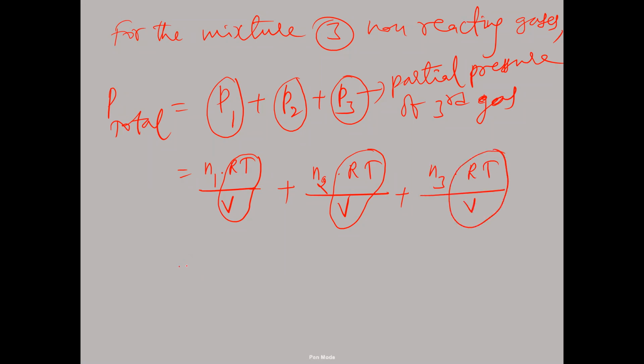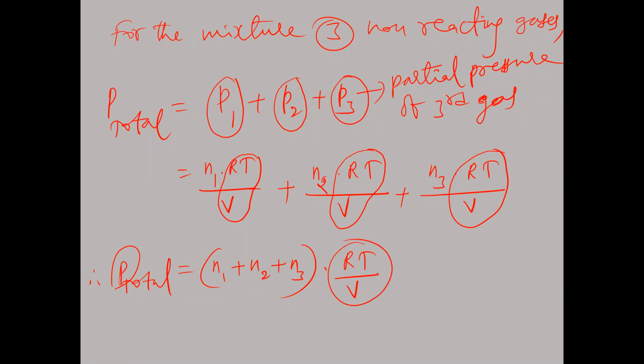Now what can we take common here? Therefore, P total of the gaseous mixture is equal to n1 plus n2 plus n3 into what is common here? RT by V is common for all the three gases. So n1 plus n2 plus n3, number of moles of first gas plus second gas plus third gas, into RT by V. Therefore, P total for the gaseous mixture is equal to n total, the total number of moles, into RT by V.